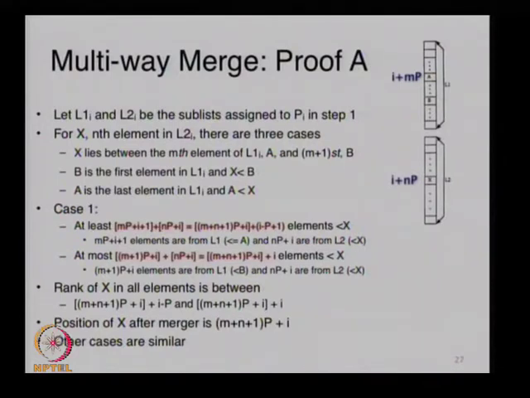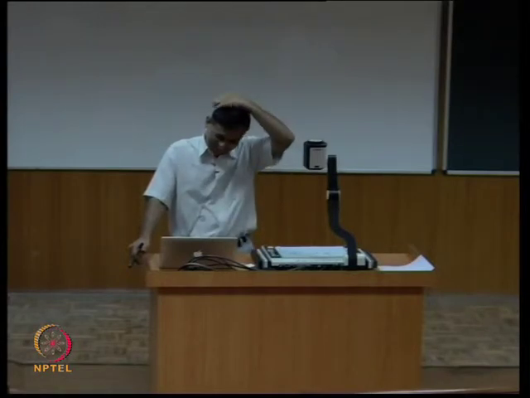We know that every element that's less than A is definitely less than X. And so how many elements are there? What is the position of A? The position of A is I plus 1. The 1 is for A. Oh, sorry, I got confused. Yes, plus 1 is for A.